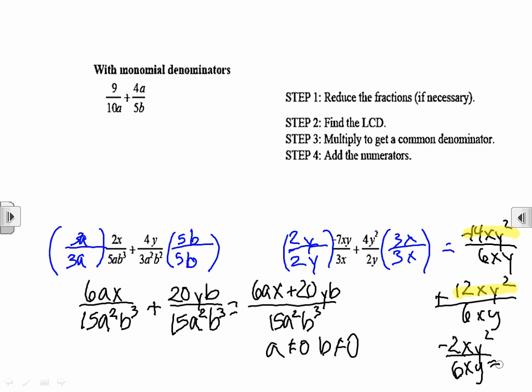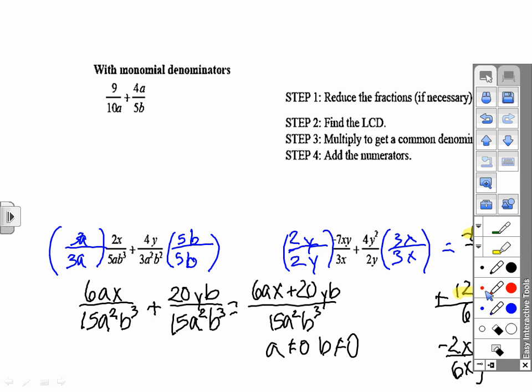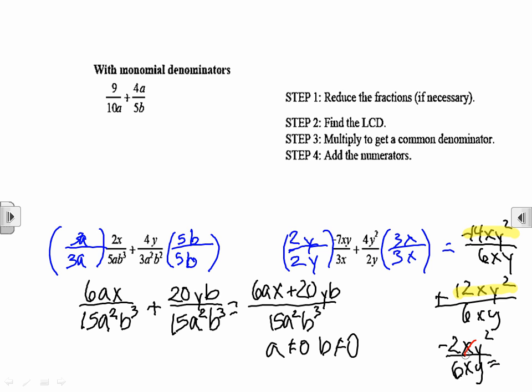And then that would simplify. My x's will reduce to 1. One of my y's will reduce, so I will end up with negative 1 over 3 with the y in the numerator. So negative y over 3.